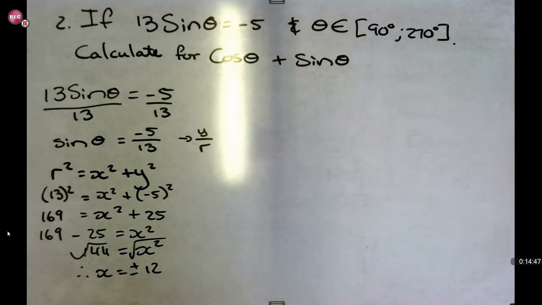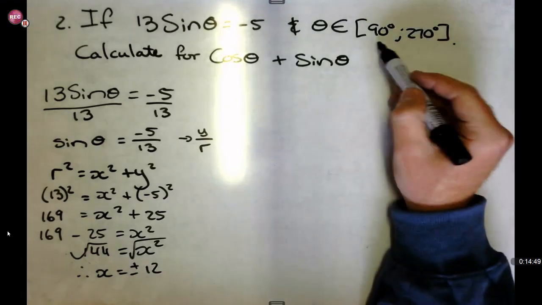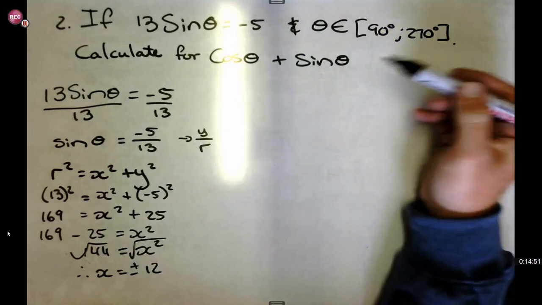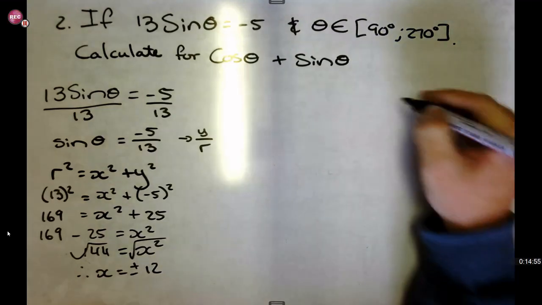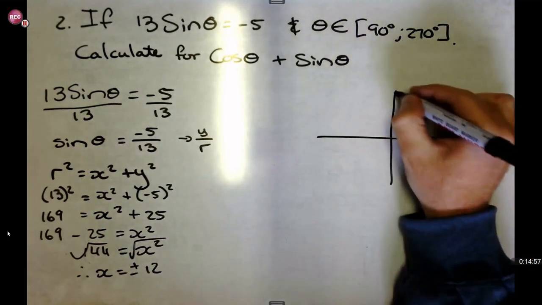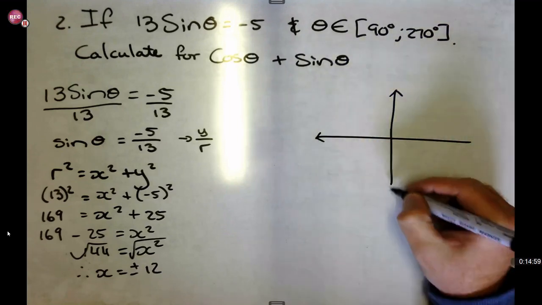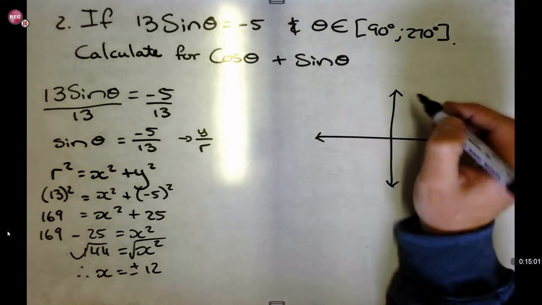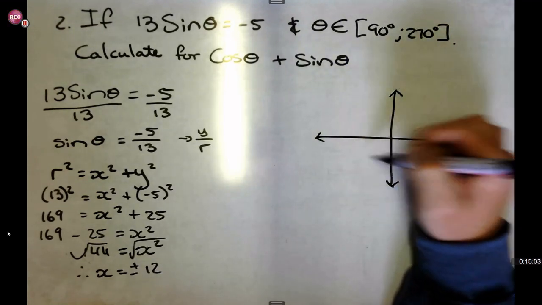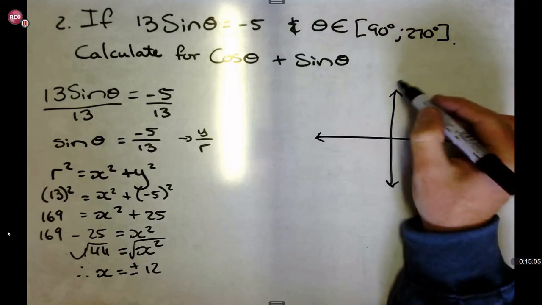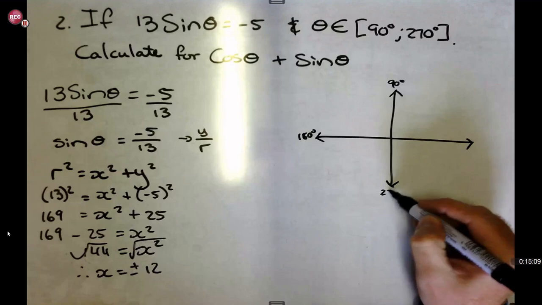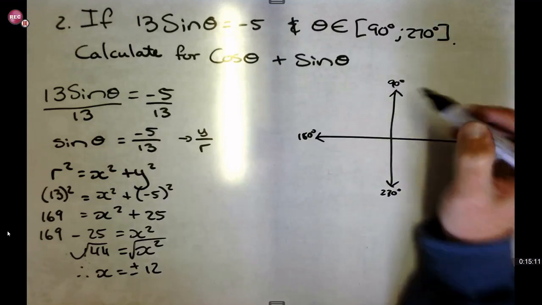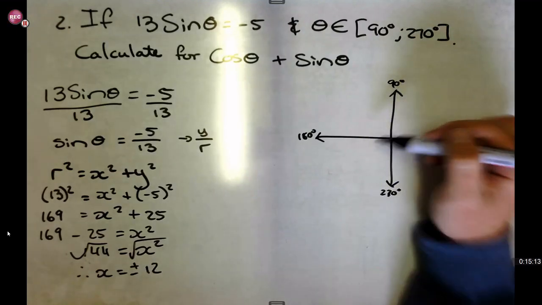And this is very important because the range that they gave you is between the second quadrant and the third quadrant. So I'm just going to draw my Cartesian plane over here. First, second, third, fourth. So our range is between 90 and 270 over here. So these two that we need to choose from.